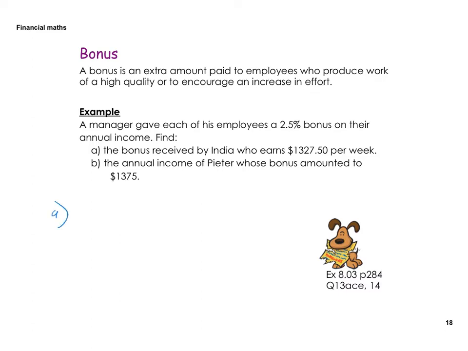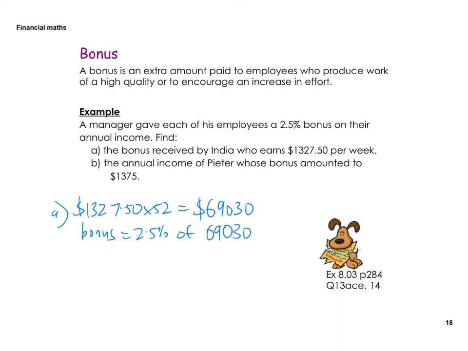Okay, so let's make the amount of money. It's weekly, you need to make it annual, so we'll times that by 52, which is 69,030. Then find the bonus, so bonus is just 2.5% of that. So 2.5% of 69,030, which is 0.025 times 69,030, then just work it out. So 1,725.75 is the bonus. Then part B.